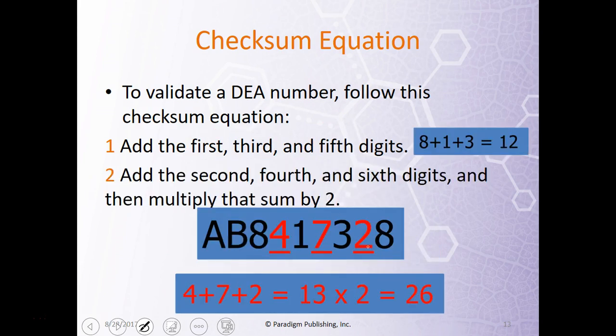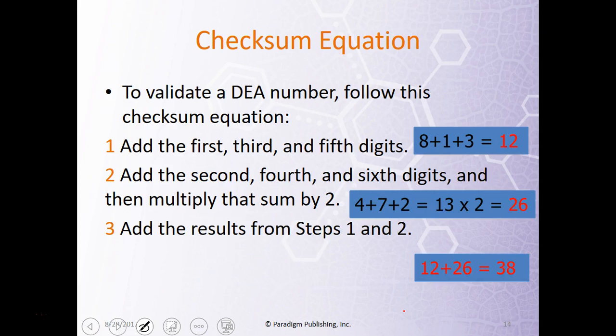Then we take the second, 4th, and 6th numbers, 4, 7, and 2, and add them together, and we get 13. And then we multiply it by 2, and we get 26. Now we take these 2 together. We add 12 plus 26, and we get 38.